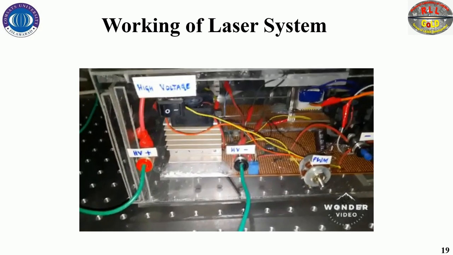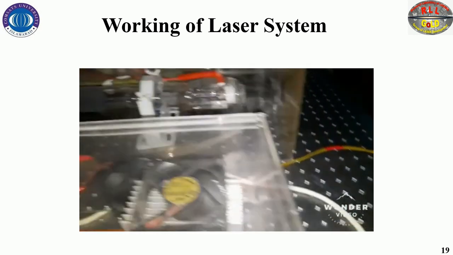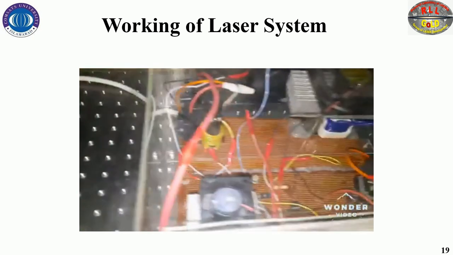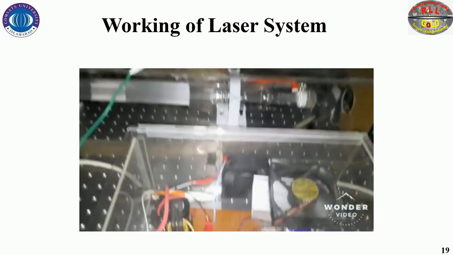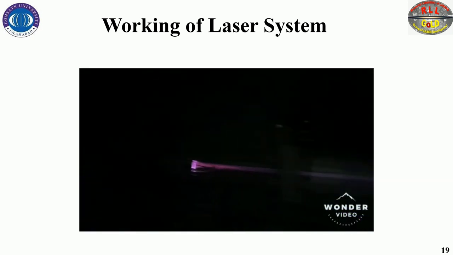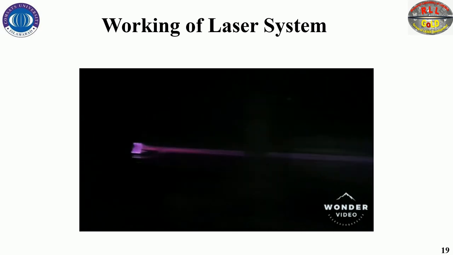Here you can see the positive and negative terminal of the power supply, which is connected to the positive and negative terminal of the tube to create the population inversion. This is the fan to extract the heat from the power supply, and this glow is showing the laser action which occurs in the laser cavity due to this electric discharge.